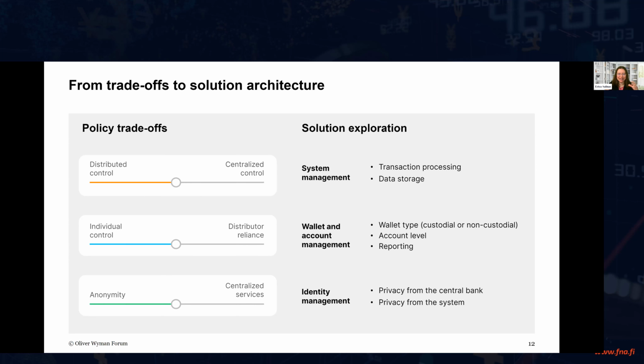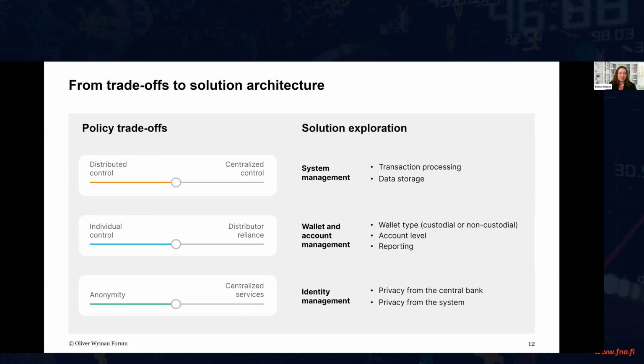And so that's kind of how we ended up in this really nice, it took some coordinating, but really nice center of policy trade-off that existed between these design principles and the solution exploration. So we did end up with these 3 trade-offs that map over to 3 solution exploration areas. And so the first one is about system management, right? So who is going to run the actual system underneath?